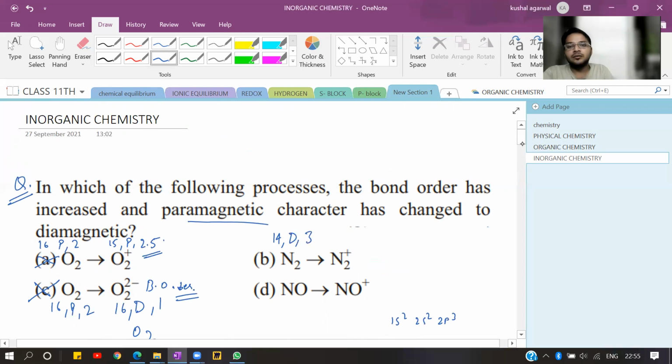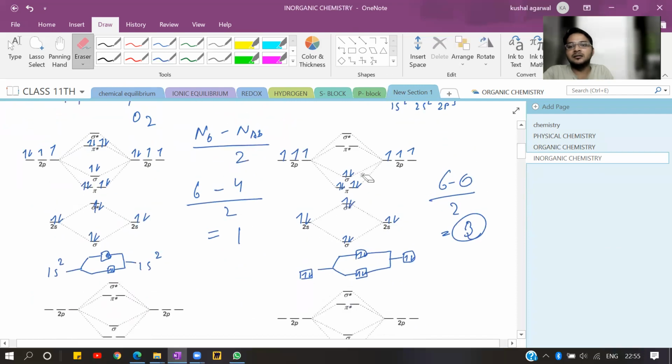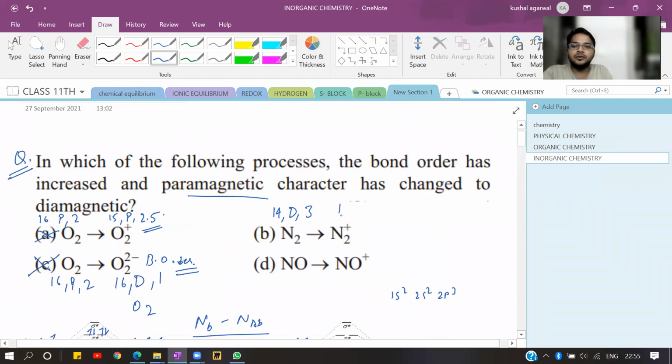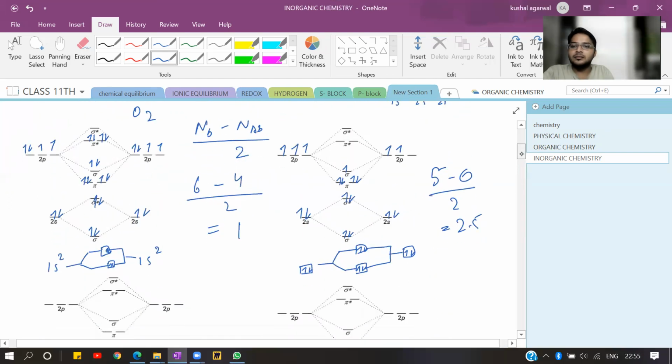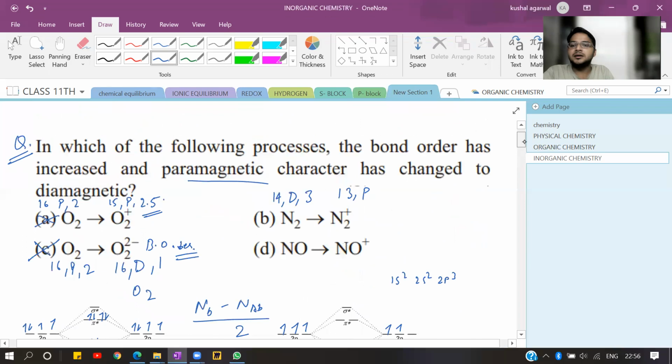For N2 positive, 1 electron will be lesser here, so this will be 5 minus 0 by 2, which is 2.5. That will be the bond order for N2 positive. So that has 13 electrons, is paramagnetic in nature, and the bond order is 2.5. So here also the bond order has decreased.